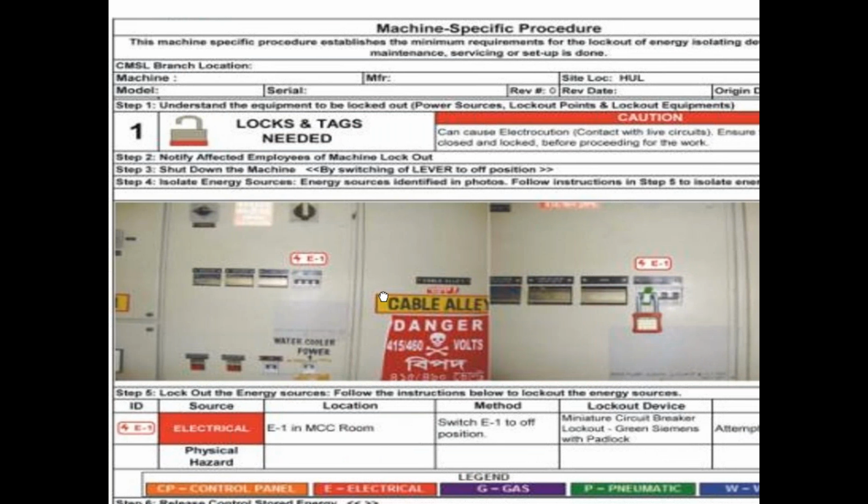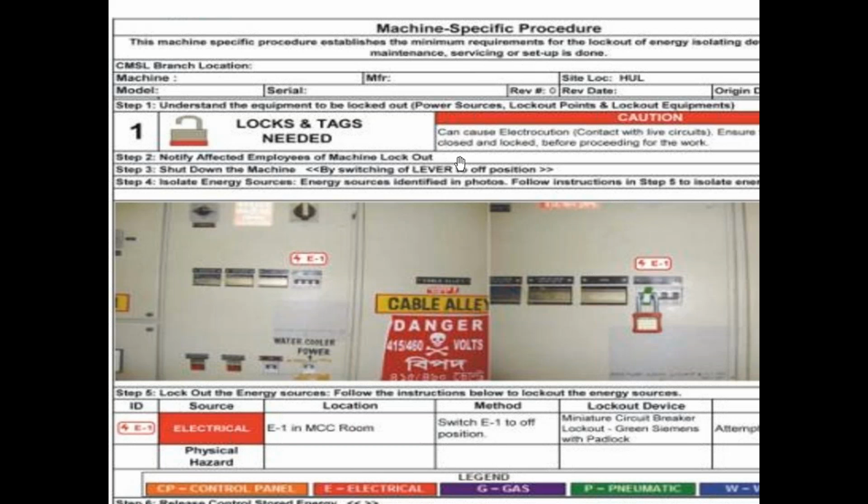So this is a sample machine specific procedure. This machine specific procedure establishes the minimum requirement for the lockout of energy isolation and for the maintenance or servicing activities, or the setup is done. So you have to mention the particular branch location, the machine, which type of machine is going to apply these LOTO systems, then who is the manufacturer of this machine, what exactly the model, the serial number, etc. Then the different aspects like the revision date or the origin date.